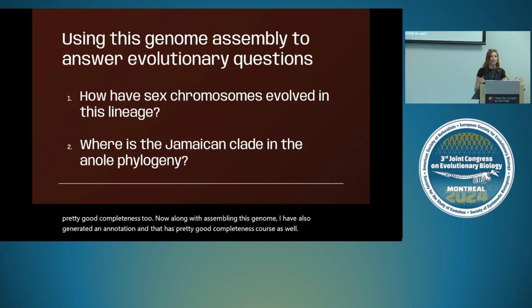So now that we have this high-quality genome assembly, we can use it to answer different evolutionary questions, and I'm just going to talk about a couple today here. The first one being, how have sex chromosomes evolved in this lineage? And then secondly, where is the Jamaican clade in the anole phylogeny?